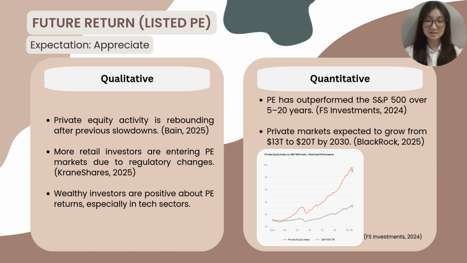On the quantitative side, the numbers are also very encouraging. Research from FS Investments in 2024 shows that private equity has consistently outperformed the S&P 500 over periods of 5 to 20 years. And according to BlackRock's 2025 outlook, the private markets overall are expected to grow from 13 trillion to 20 trillion dollars by 2030. So based on both market trends and strong historical performance, I expect the value of listed PE investment to appreciate steadily over time. I think that's all about the reasons why there are differences among our portfolios.